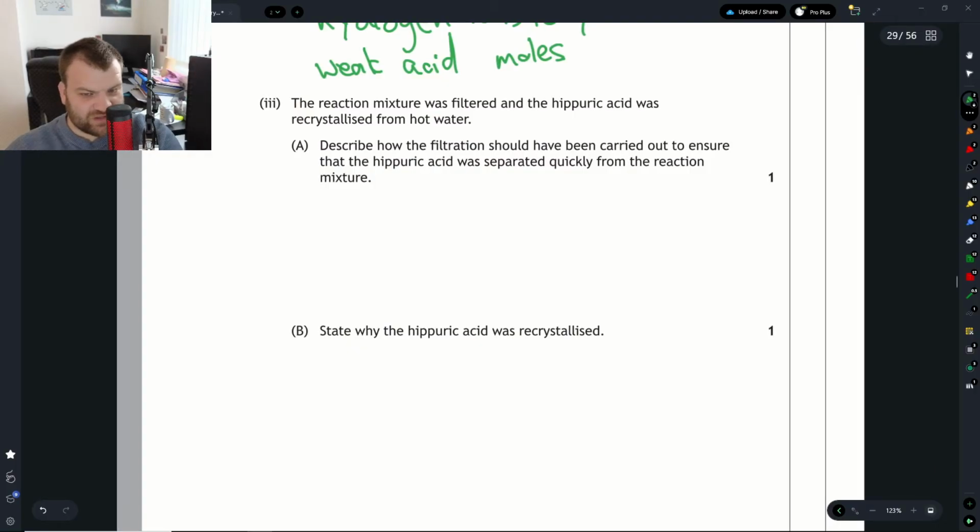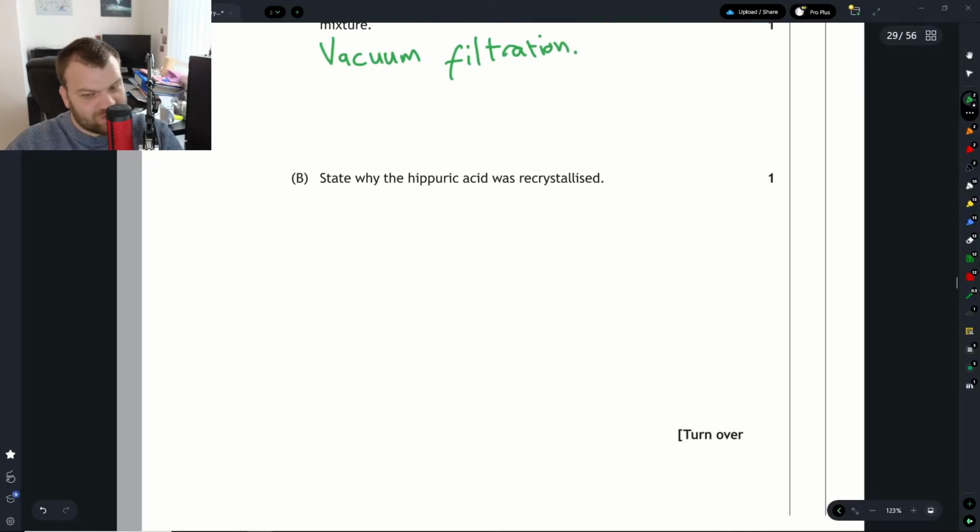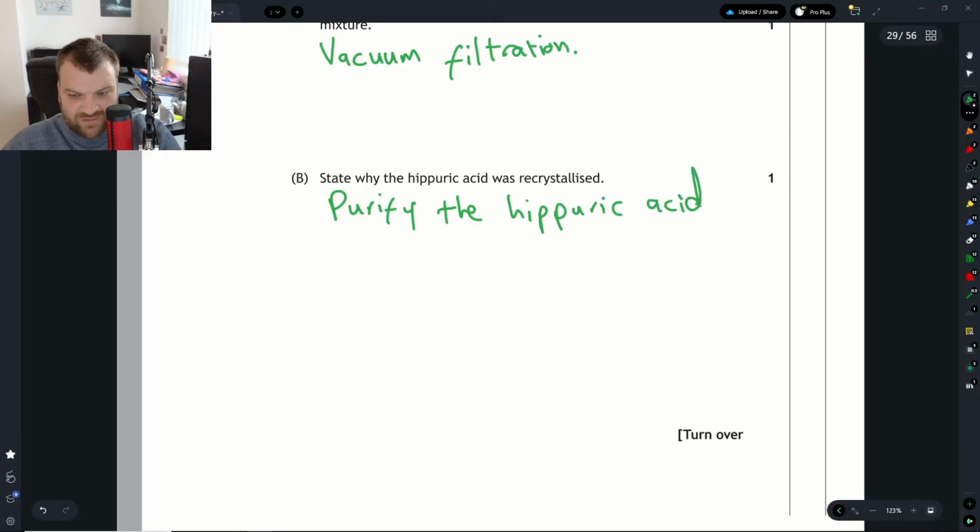Next, we've done some recrystallization. We want to have quick filtration. That's done under a vacuum. We use a vacuum pump to pull out the air, and that will just make sure everything falls through a lot quicker. Recrystallization is an attempt to purify a substance. That's the hippuric acid. Could mention the fact that we are removing the impurities. That makes it more pure.